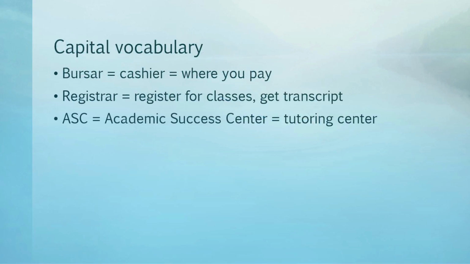College vocabulary can be confusing as well. Here's a few things you might need to know. The bursar is also called the cashier. This is where you pay your tuition for the semester and any additional fees you might owe. The registrar's office is where you can register for or drop classes or request a transcript. Both the bursar and the registrar are located on the 2nd floor. The Academic Success Center, located on the 4th floor, is where you can go for tutoring. Other schools may refer to it simply as the Tutoring Center.